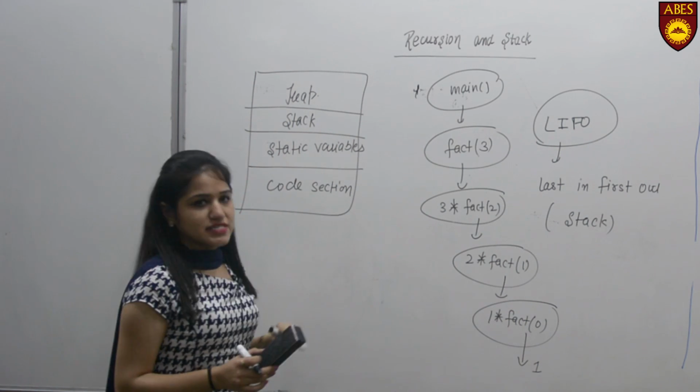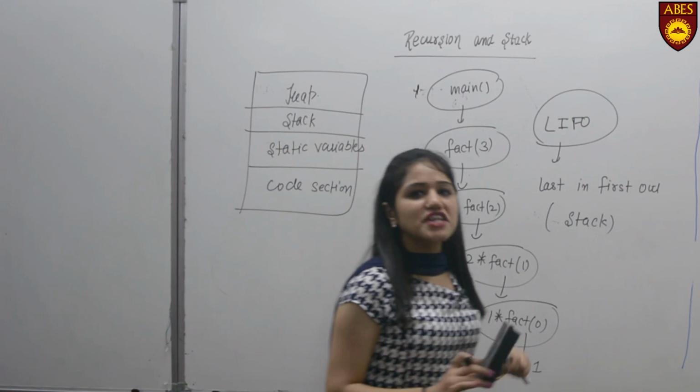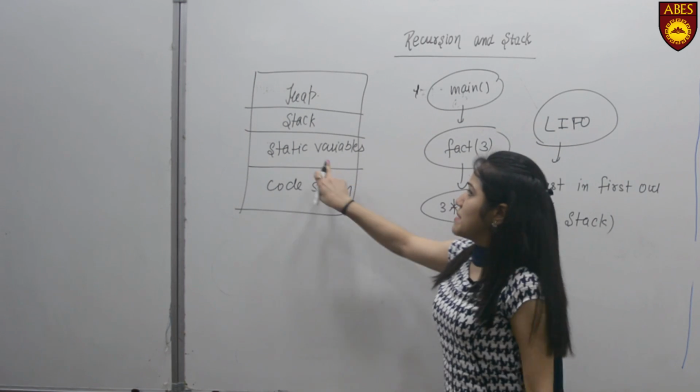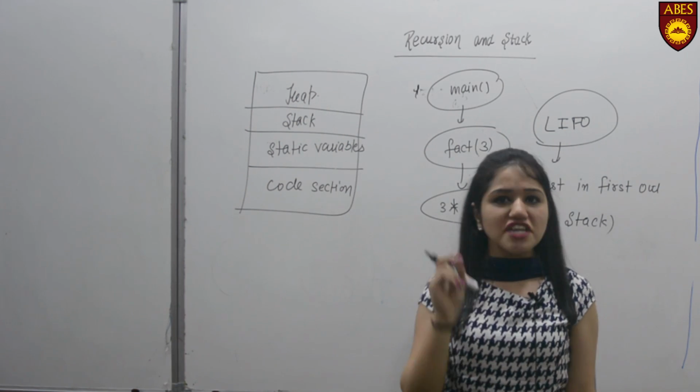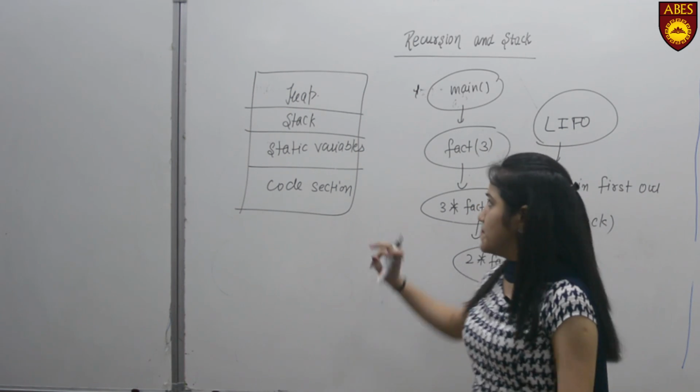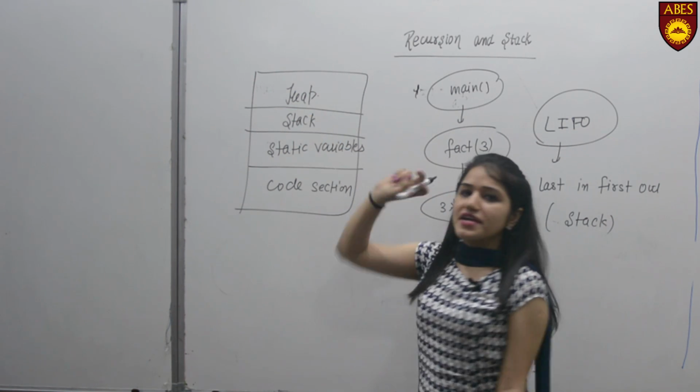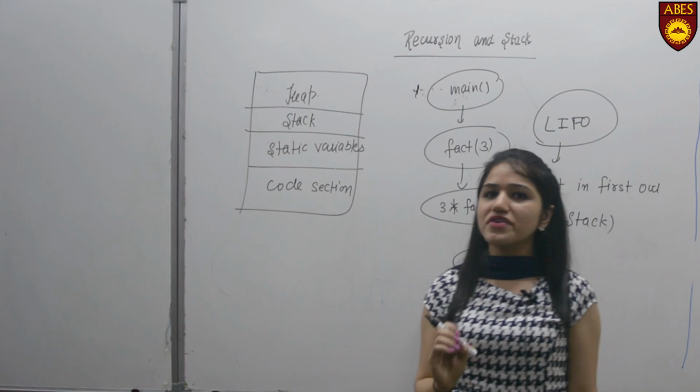Next is static variables. Static variables or global variables will be stored in the static variable part. Next is the stack. The stack is basically used to hold the variables or data of our program. Next is the heap part. The heap is used for dynamic memory allocation.